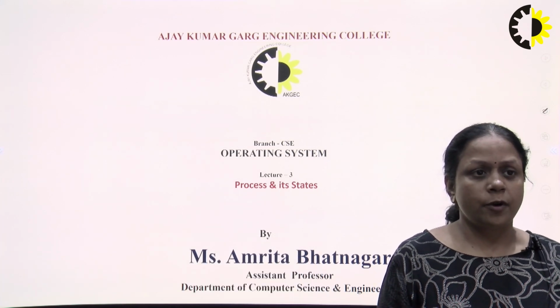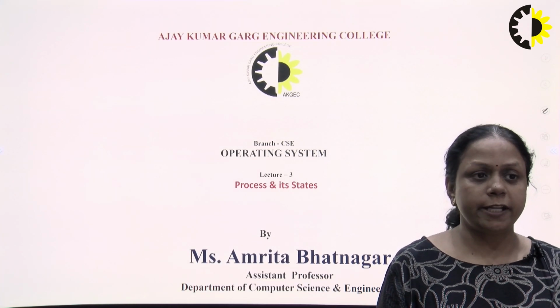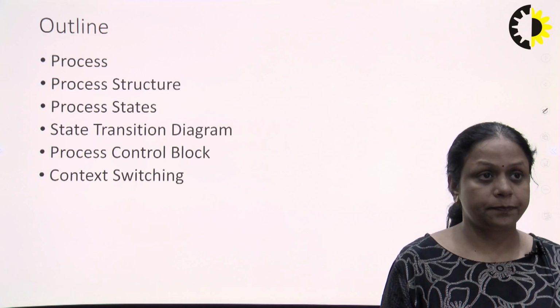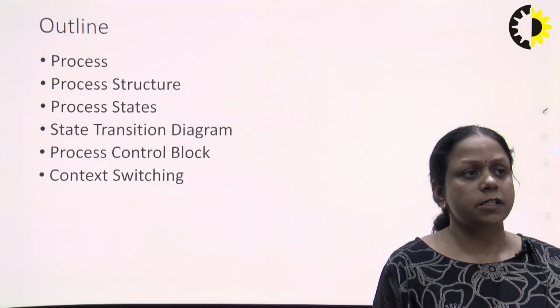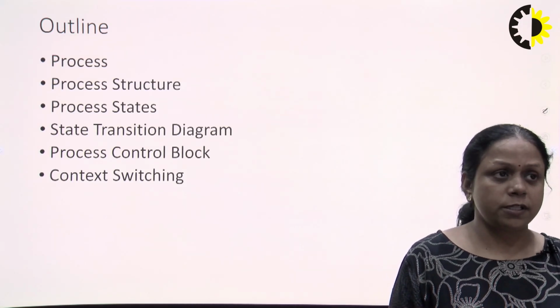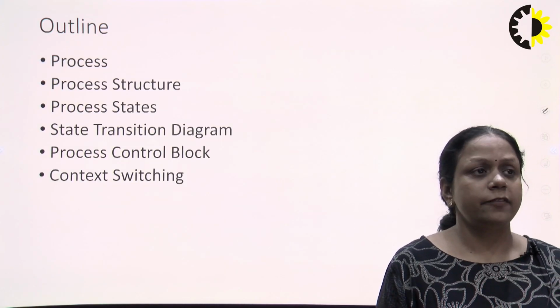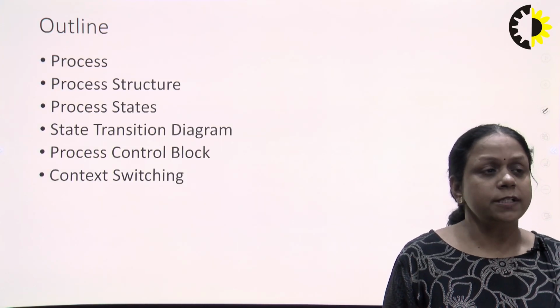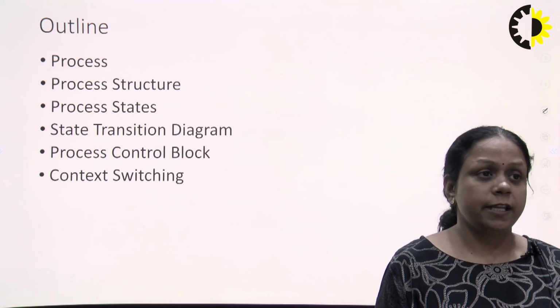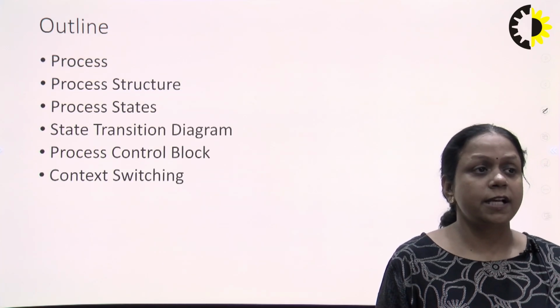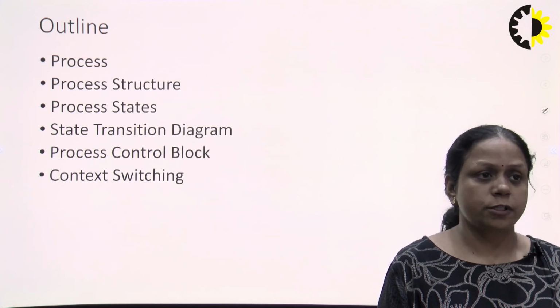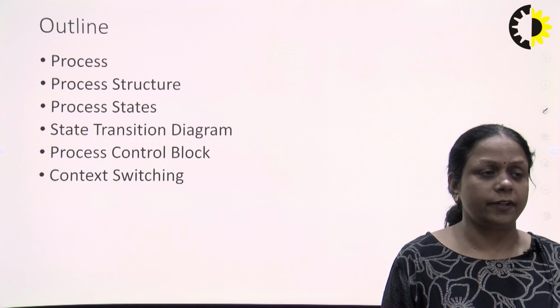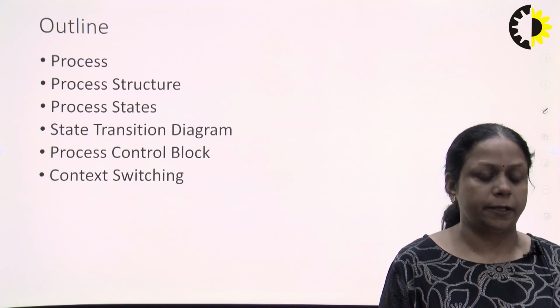Today I am going to explain a very good topic, process and its states of the operating system. So these are the main outlines of the lecture. Firstly, we will discuss the processes, what is a process and how it works. Then the second one is the process structure. Third one is the process states. Then we will see the state transition diagram of the processes. Then we will discuss the process control block, and after that we will discuss context switching.